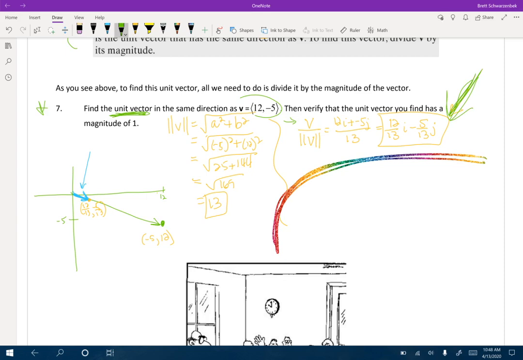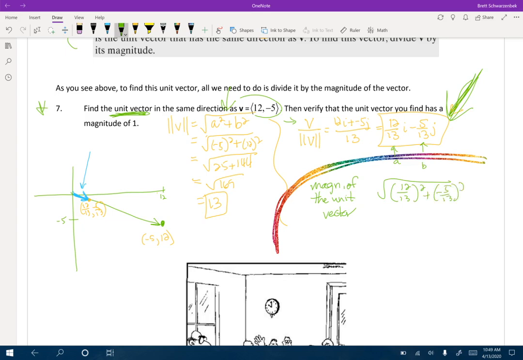So don't do this necessarily unless they ask for it, but I want to show you that what we did was actually legitimate. So how do we do that? We want to find the magnitude of the unit vector. We return to the same formula here: the square root of a squared plus b squared, but now we have a new a and b right here. So we do the square root of 12/13 squared plus -5/13 squared.